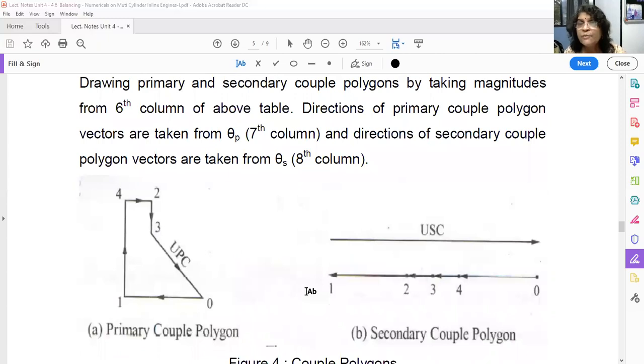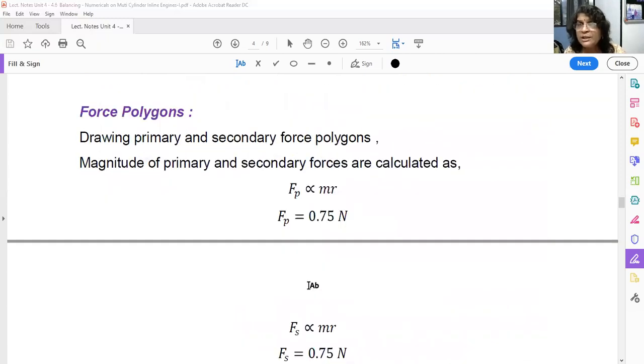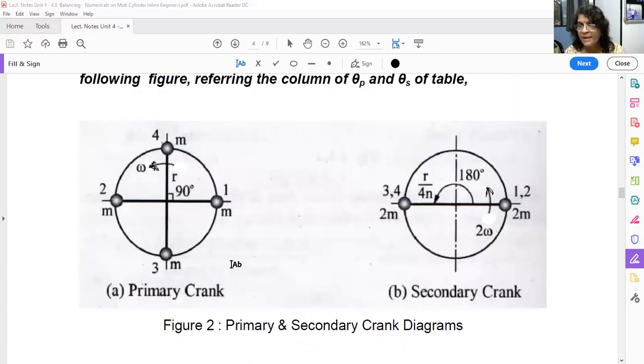So overall there are 6 diagrams: primary crank diagram, secondary crank diagram, then primary force polygon, secondary force polygon, then primary couple polygon, secondary couple polygon. Primary crank diagram, you have to draw primary force polygon and primary couple polygon based on this diagram. And you are going to draw secondary force polygon and secondary couple polygon based on secondary crank diagram.